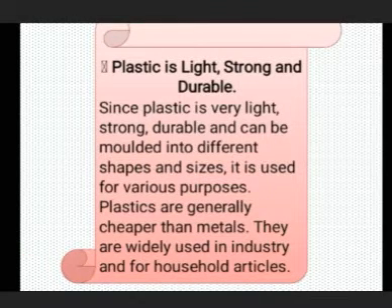Next, plastic is light, strong, and durable. Since plastic is very light, strong, durable, and can be molded into different shapes and sizes, plastics are generally cheaper than metals. They are widely used in industry and for household articles.